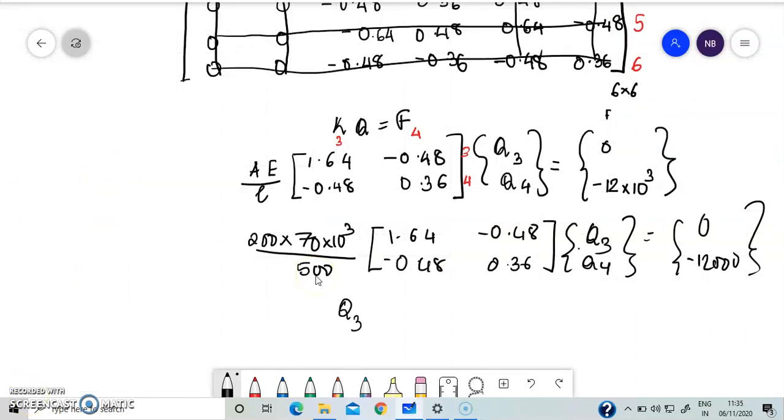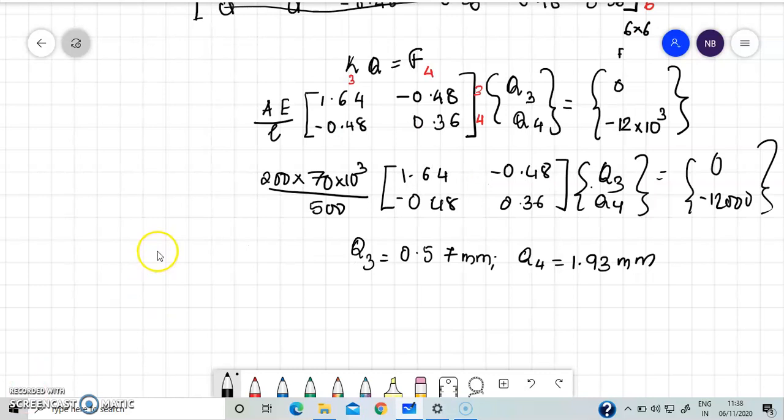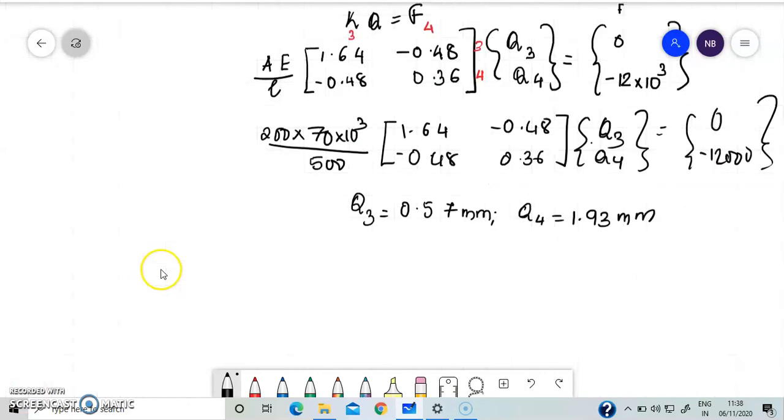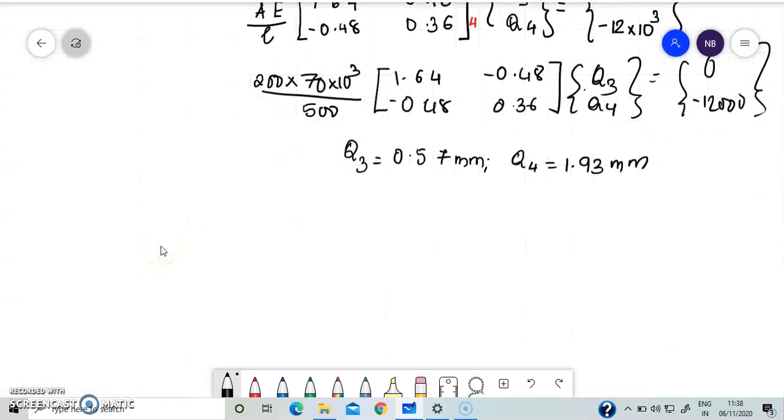And we get Q3 as 0.57 mm and Q4 equals 1.93 mm. Next, we are asked to find out the reactions. To find out the reactions, we are going to use this equation.